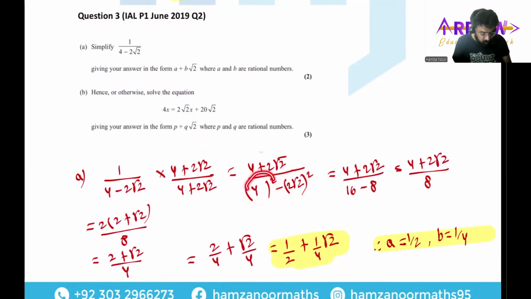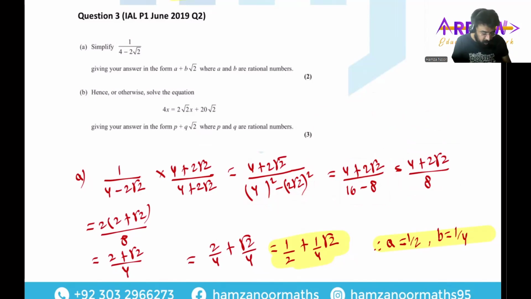So 4 square is 16, and 2 root 2 whole square means 2 square multiplied by root 2 whole squared, which becomes 4 multiplied by 2, which is 8. So 4 plus 2 root 2 completely divided by 16 minus 8, meaning 4 plus 2 root 2 completely over 8. However, we need to write our answer in a very simplified form. As much as simplification is possible, we will do the simplification.